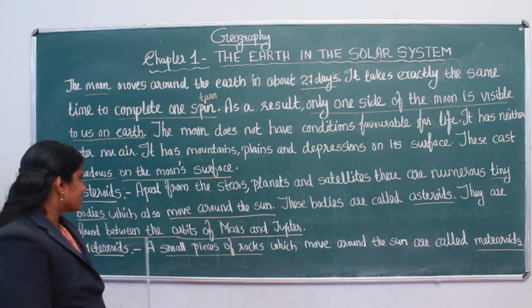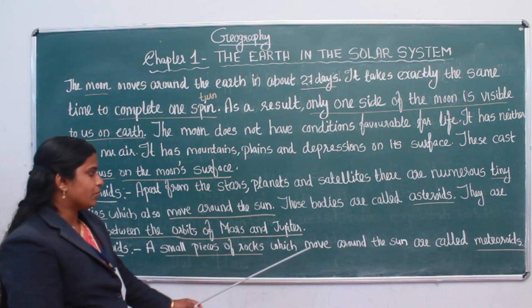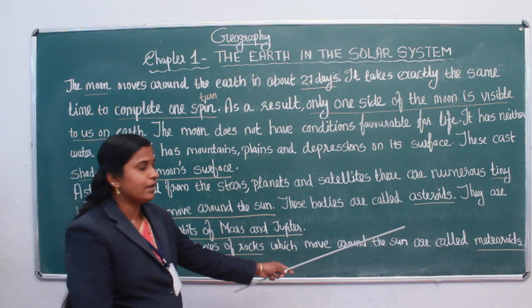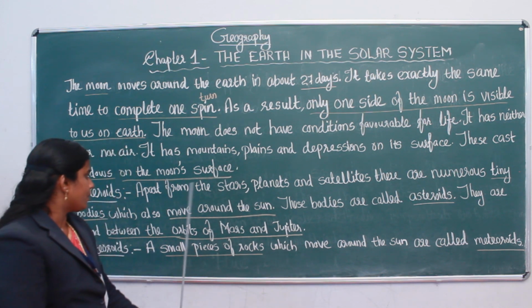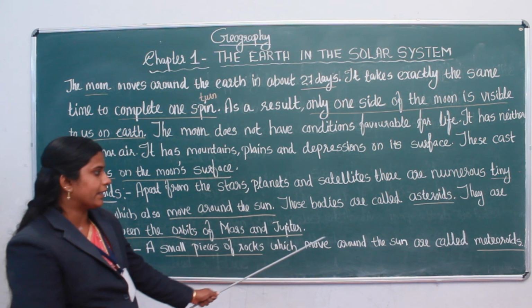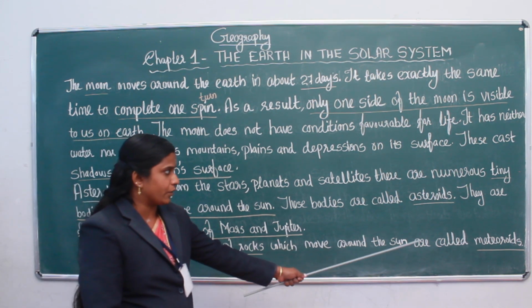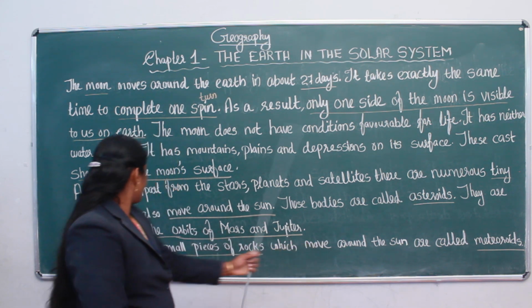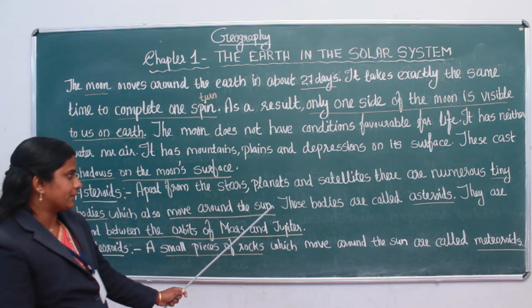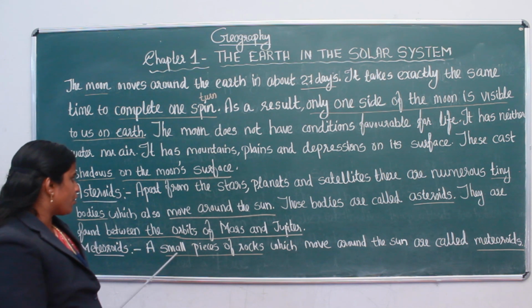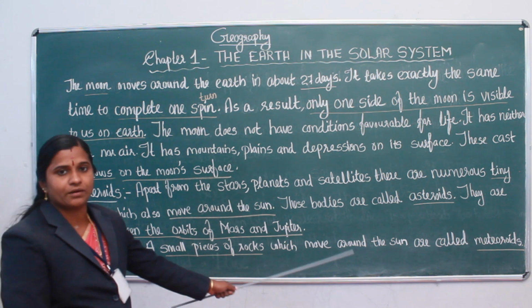Meteoroids. Small pieces of rocks which move around the Sun are called meteoroids. Asteroids means tiny bodies which move around the Sun. Meteoroids means small pieces of rocks which move around the Sun.